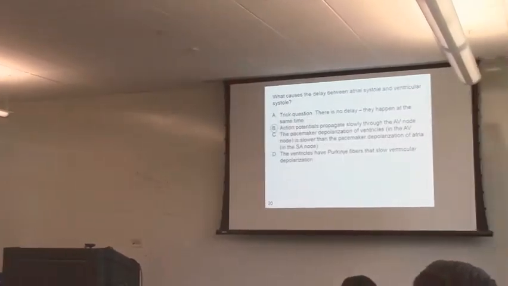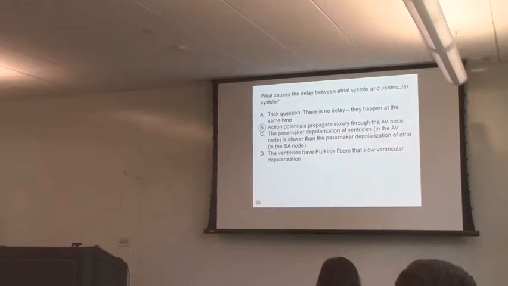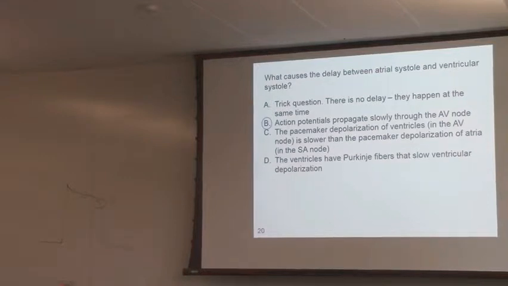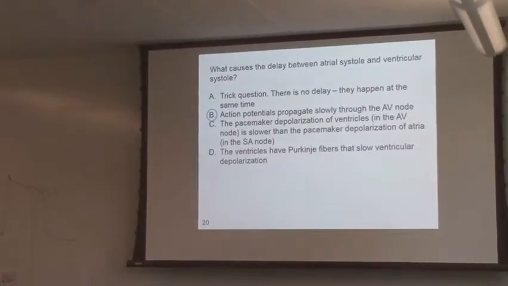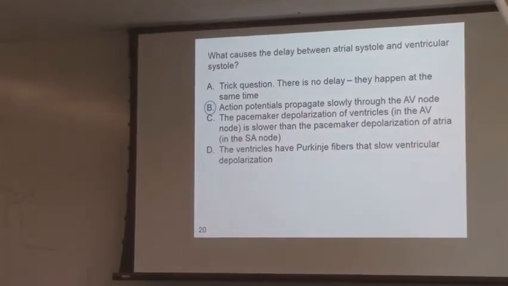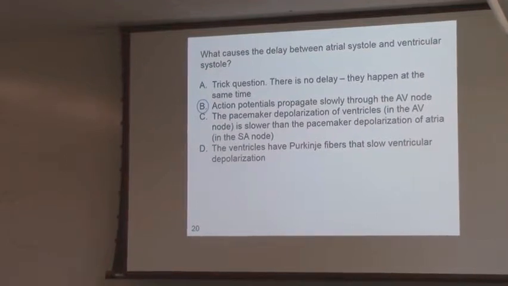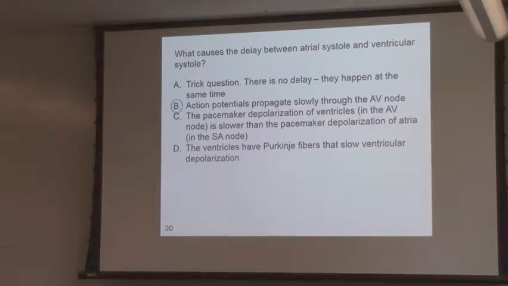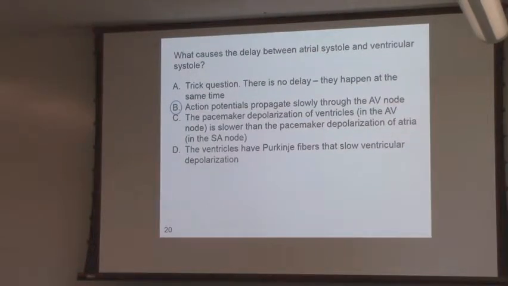The pacemaker depolarization of ventricles in the AV node is slower, but that doesn't explain the delay. So C is a true statement, but it doesn't explain the delay, because C suggests that the ventricles have their own pacemaker, and they don't. They rely on the atrial pacemaker in the SA node, and then slow conduction through the AV node. So C wasn't worded very well, so if you chose B and C, I get it.